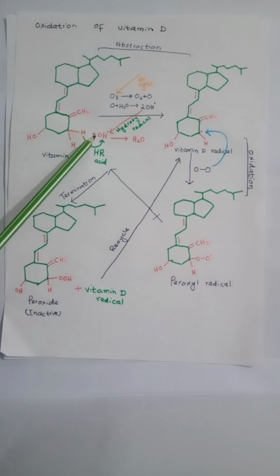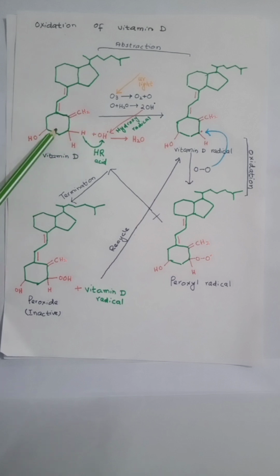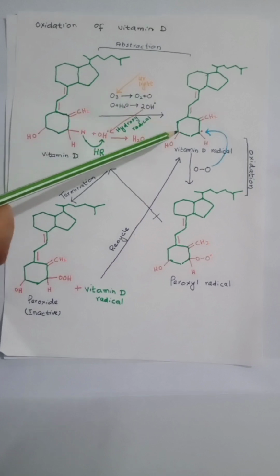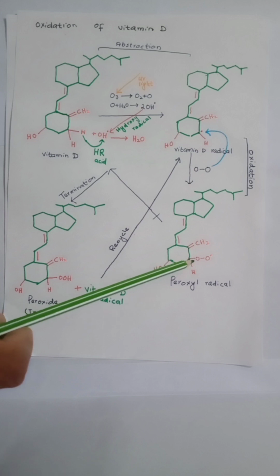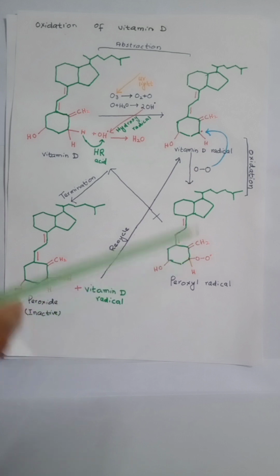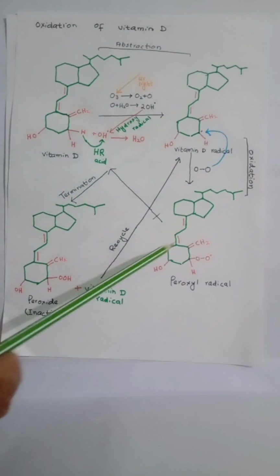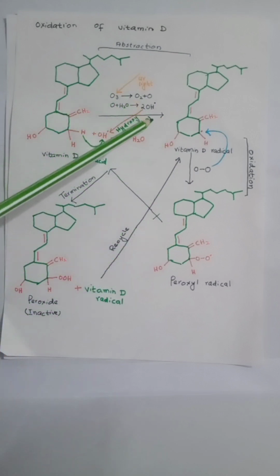A hydrogen atom is separated by the hydroxy radical from vitamin D, forming a vitamin D radical. Then an oxygen molecule attacks the vitamin D radical to form a peroxyl radical, and then the peroxyl radical again consumes another healthy molecule of vitamin D to form the peroxide form of vitamin D and another vitamin D radical, and this cycle continues until all of the vitamin D is consumed. That is the reason fast degradation of vitamin D occurs naturally in pharmaceutical products.